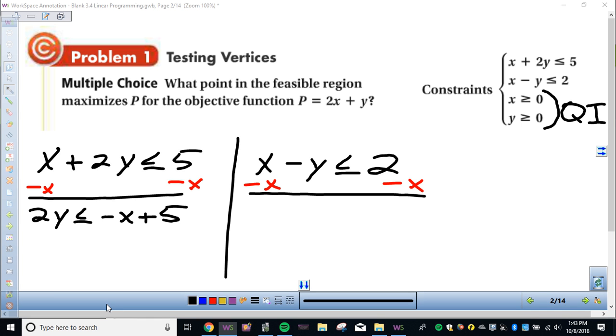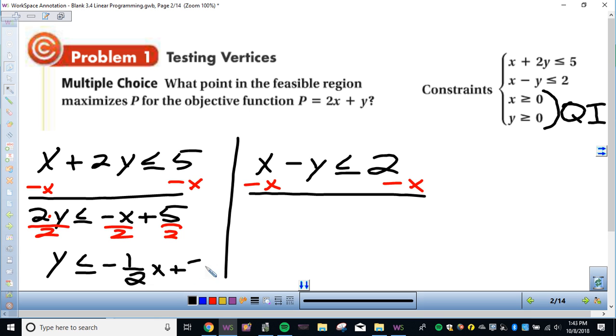What's the next step, Hayden? To get this y by itself. So what operation in between is multiplication? So to undo it, you divide by 2, divide by 2. So we get y is less than or equal to negative 1/2 x plus 2.5. Remember, you can always stick the 1 in between this negative and the x so that you know your slope's down 1 right 2.